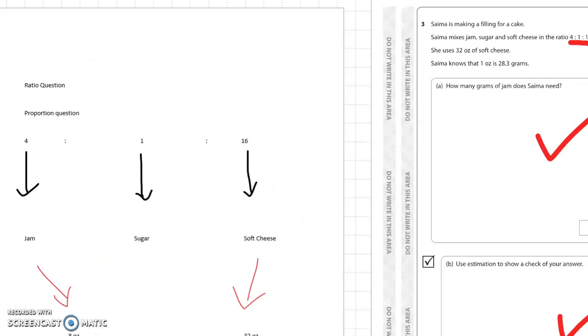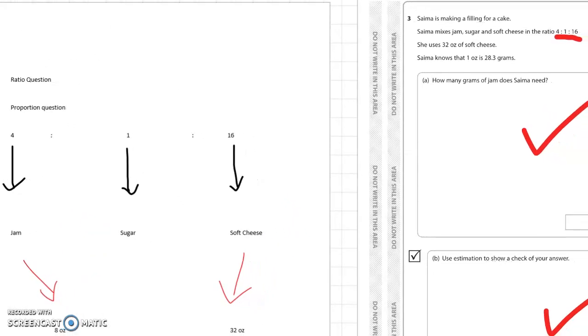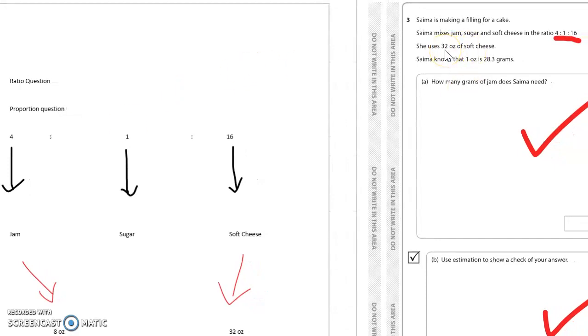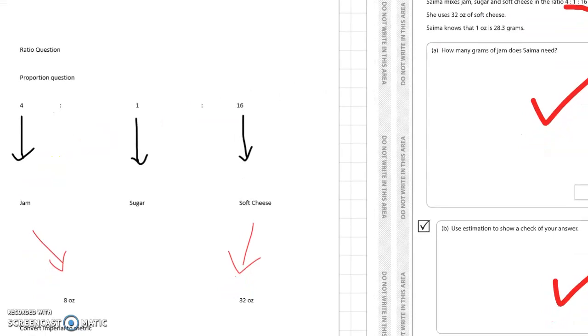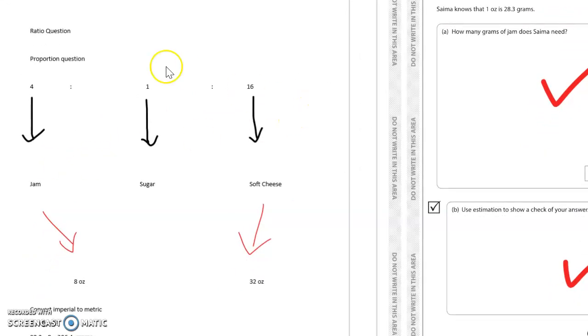Also, what I put in is the other information that we need. So it says she uses 32 ounces of soft cheese. So I put that underneath soft cheese. Okay, so that tells me it's a proportion question. So 16 has turned into 32. So we need to do exactly the same with all the other ingredients to keep them in proportion. So 16 to 32, it's increased 2 times. You can check that by doing 32 divided by 16, which equals 2. So we know that jam is 8 ounces.